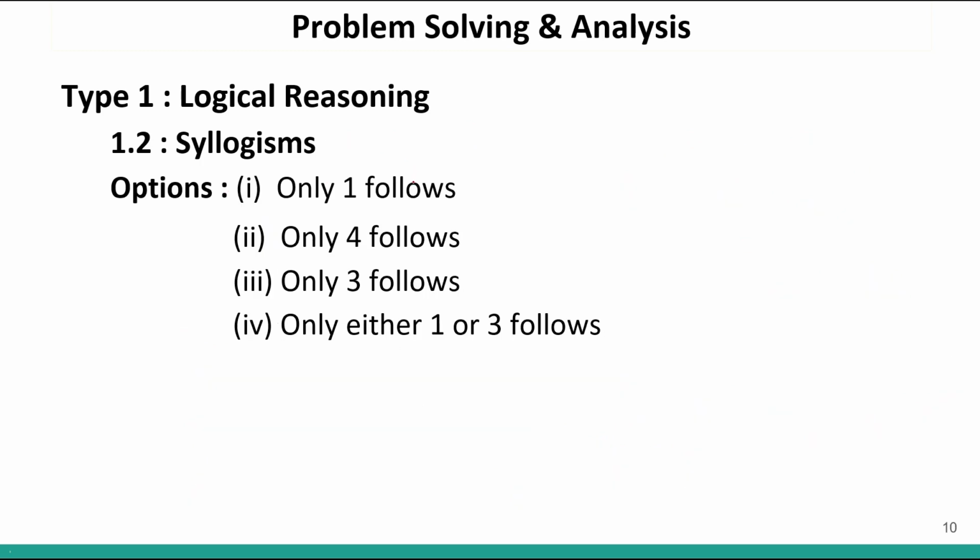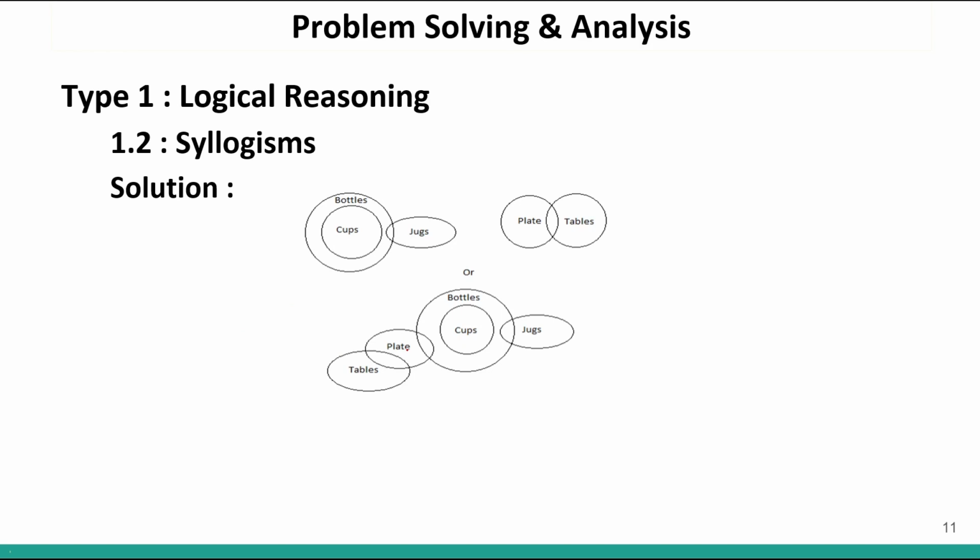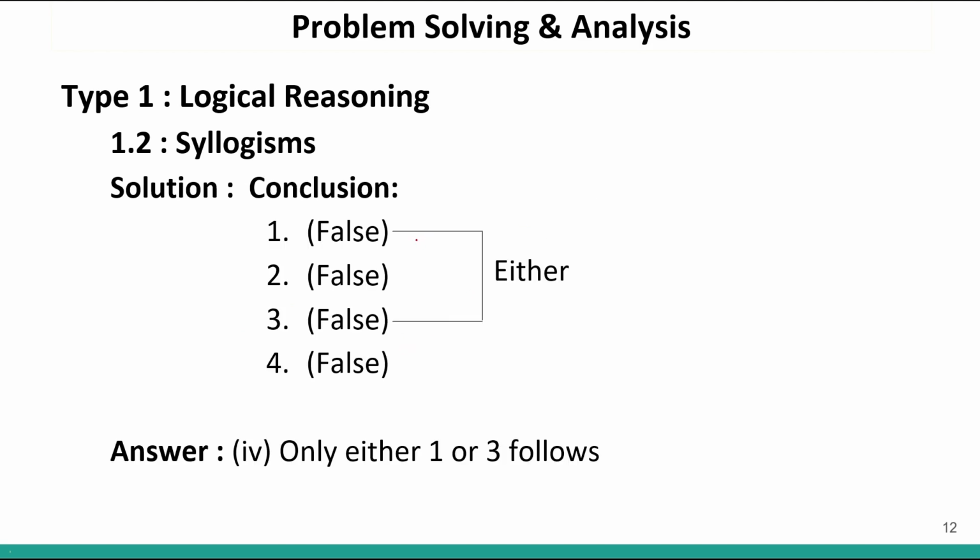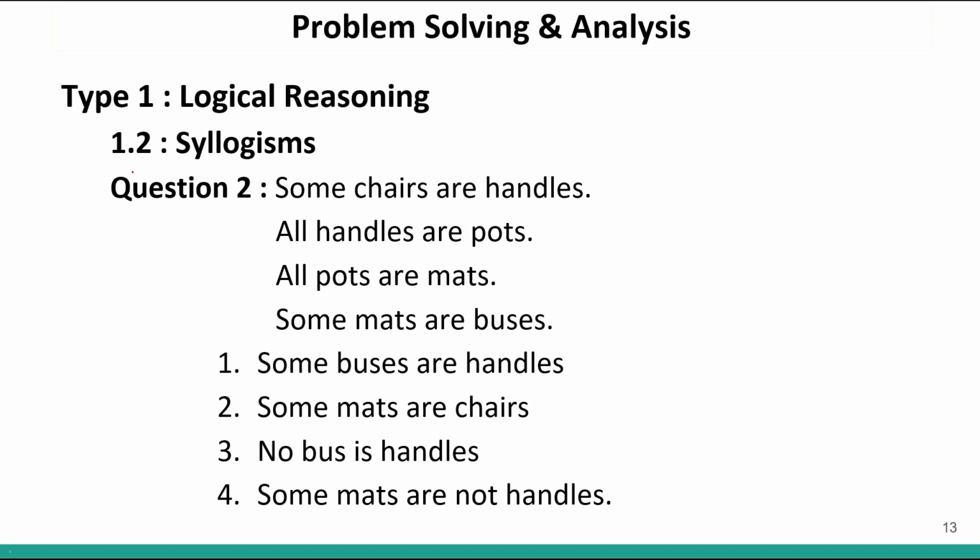So if you look at the options, option number 4 says that only either 1 or 3 follow. So this will be your correct answer. Okay, 1 or 3 follows. Correct? Let us move on to question number 2. Again, statements and conclusions, and we have to identify. Number 1, some chairs are handles. So how will we write that some chairs are handles? Like this. These are chair and this is handles.